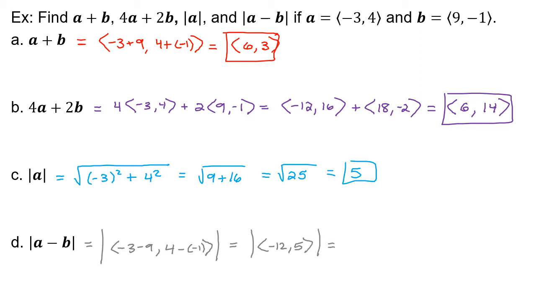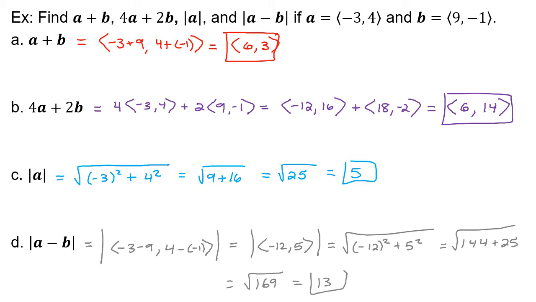And so I want to find the magnitude of that vector. So I take -12 squared plus 5 squared, which is 144 plus 25. That'll give me 169, which is 13. So the magnitude of the two vectors subtracted comes out pretty nice as well. It comes out to a nice even 13.